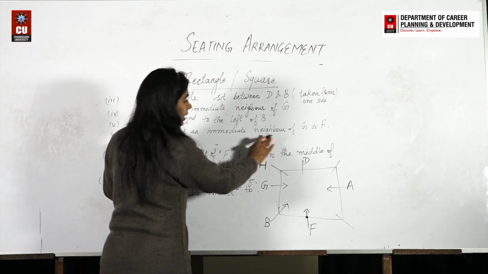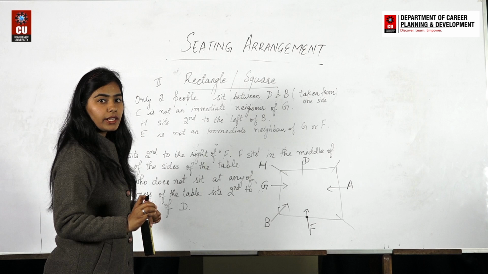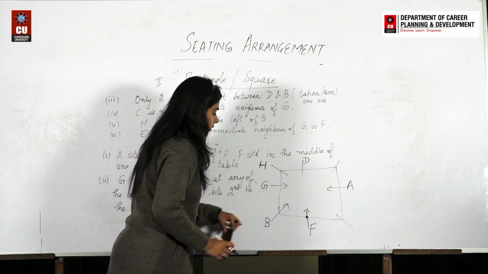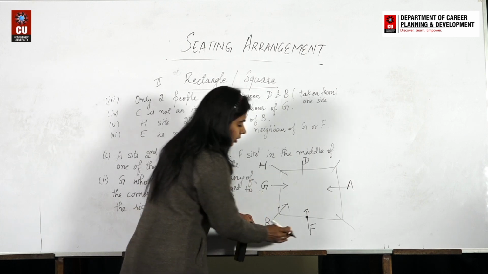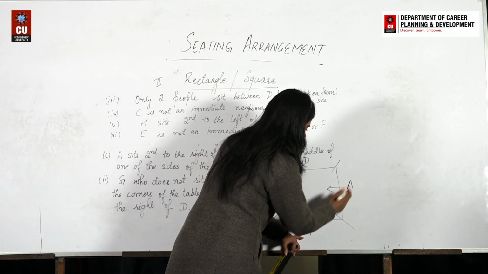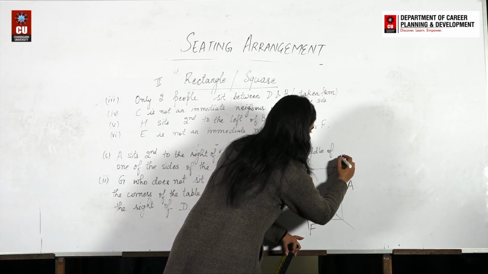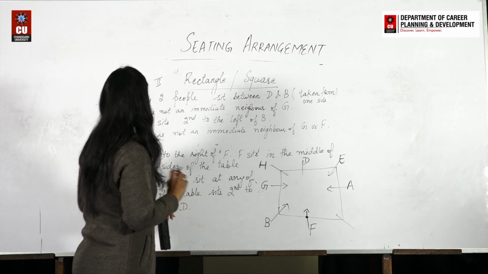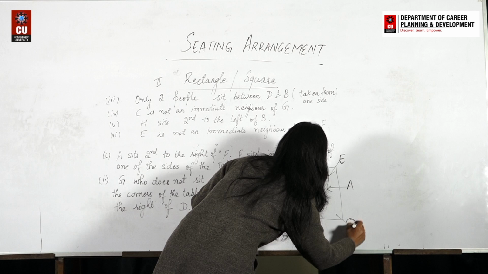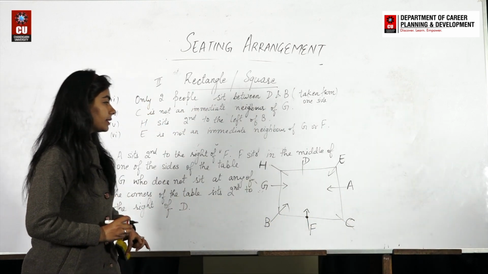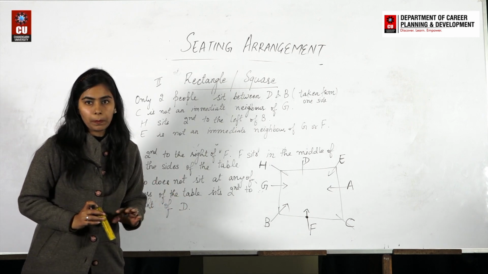E is not an immediate neighbor of G or F. The immediate neighbors of G are filled. Now F. Now we will place E in this corner and we are left with one person, which is C. Now our arrangement is completed in the square table.